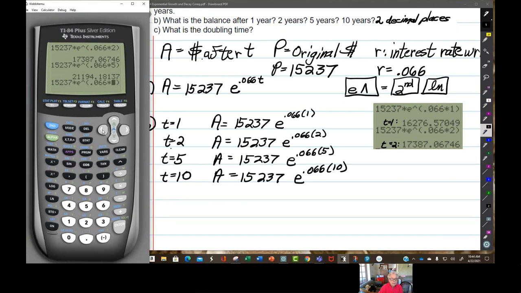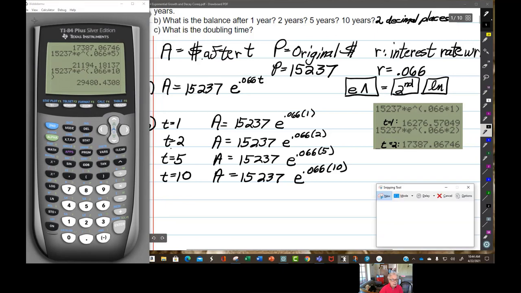And then for t equals 10, I hit second, enter. And then all I have to do is back up to the 5. I'll type in a 10. Now I've got to type in my right parenthesis. No way around it. 10 is 2 digits, so it wiped out the right parenthesis. I had to put it back. Now I have 15,237 times e left parenthesis 0.066 times 10 right parenthesis. I'm going to hit enter. Okay, good. I have $29,480.43.